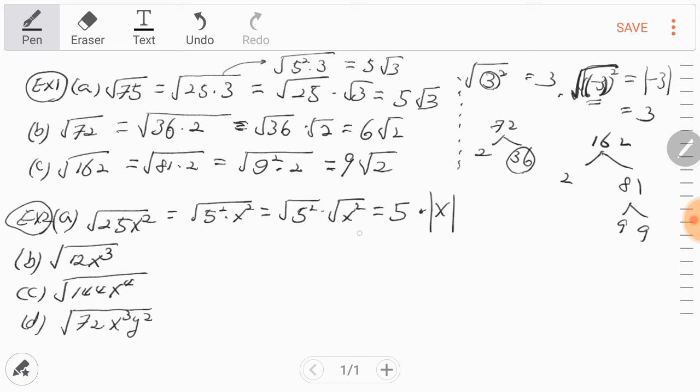So we don't know what this x is. x can be a positive number or a negative number. So we can take this base out, but make sure you change it to a positive number. So we have to put the absolute value. Okay, absolute value is important.